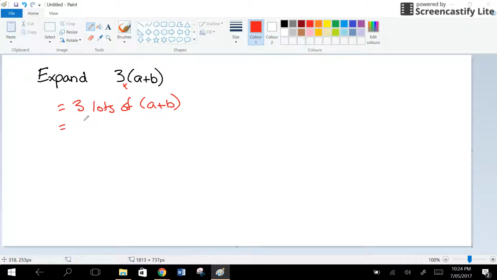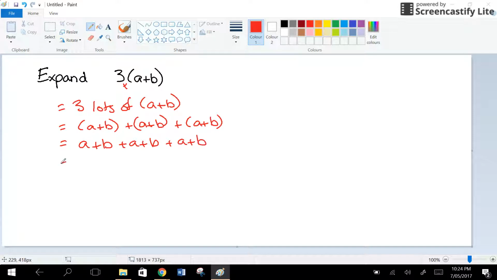That means we're adding A plus B 3 times. A plus B plus A plus B, the bracket on it, plus A plus B. If we took away the brackets, it would look like this. When we add like terms, if you add all the A's together first, you get 3A. And if you added all the B's together, there's a B there, plus B, that would be plus 3B.